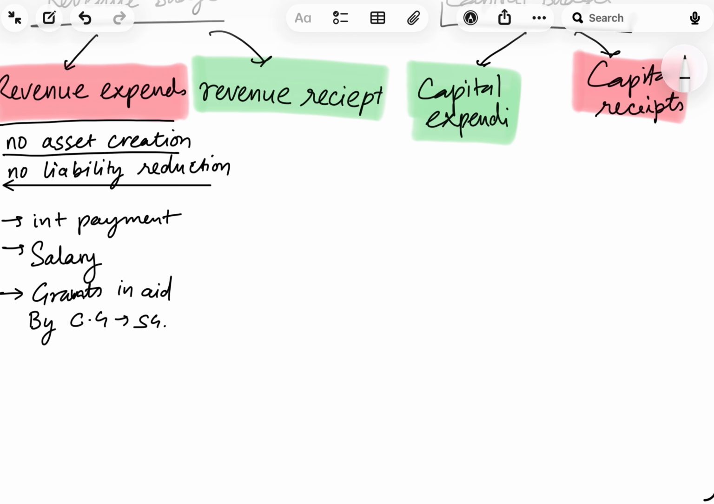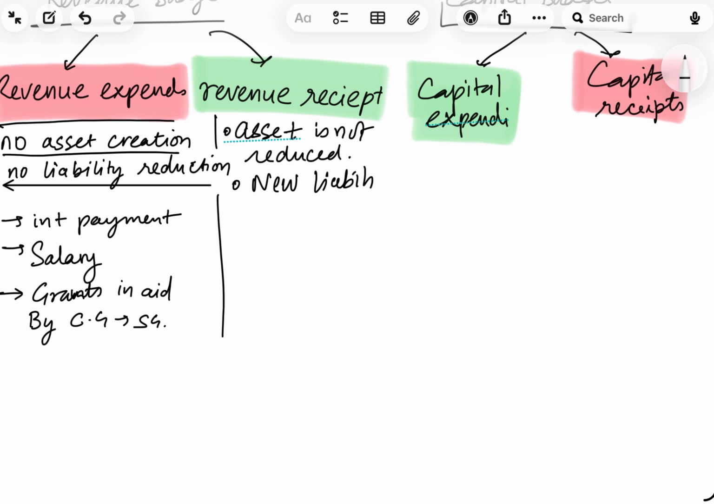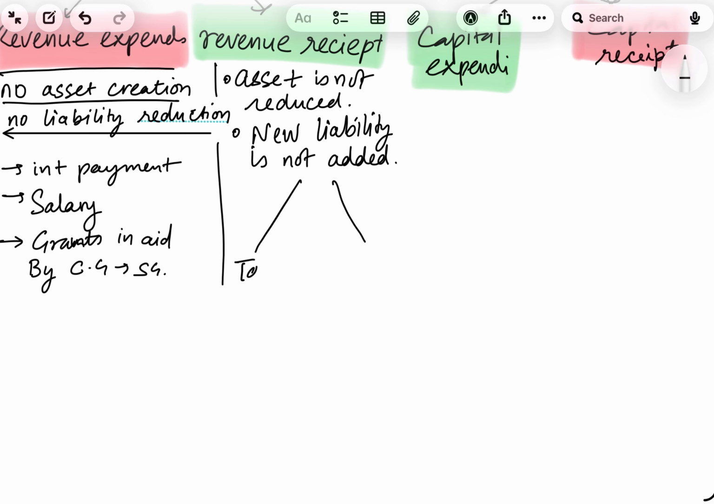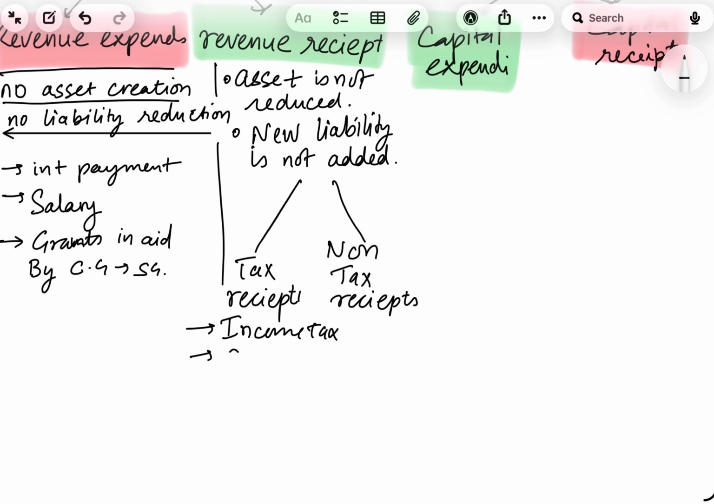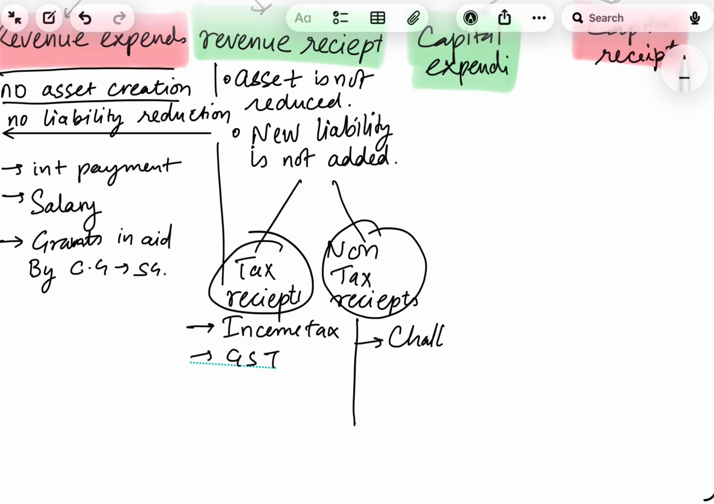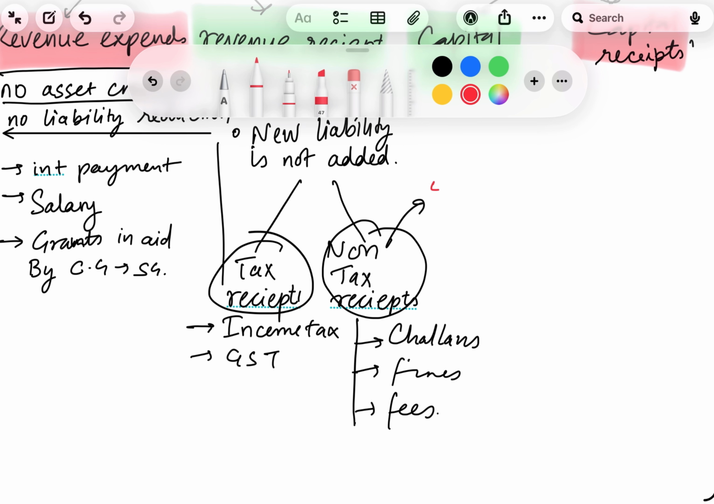Now revenue receipts, on the other hand, don't create any liability and don't reduce any asset. Liability matlab some commitment ki we need to give more money. Now revenue receipts also have two parts, tax receipts and non-tax receipts. Tax receipts are mandatory taxes like income tax, GST, all of these that we pay. Non-tax receipts are the ones like challan, fines, fees. Now as an amount, non-tax receipts are very less in the Indian economy. I guess they are merely 5% of the whole Indian government budget.